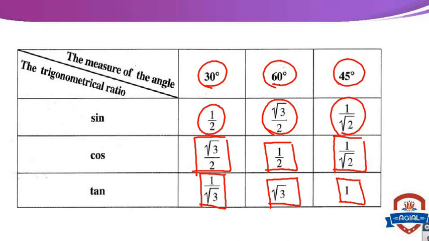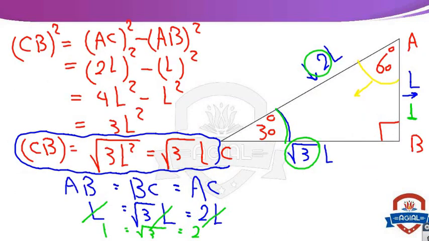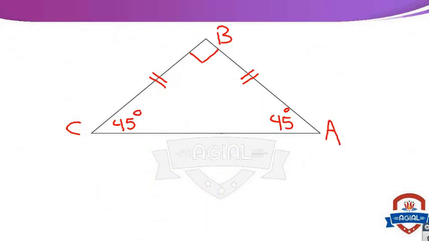Do you understand how to find sine 30, cosine 30, and tan 30, and sine 60, cosine 60, and tan 60 from the 30-60 triangle? How to find sine 45 degrees, cosine 45 degrees, and tan 45 degrees?